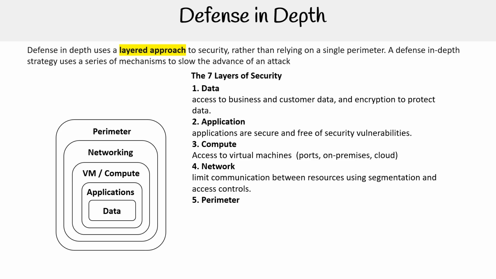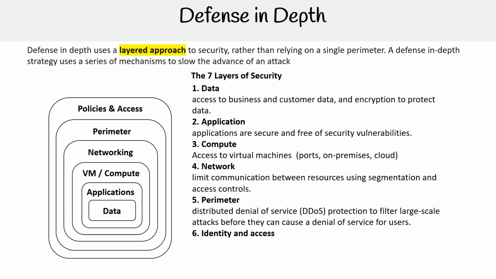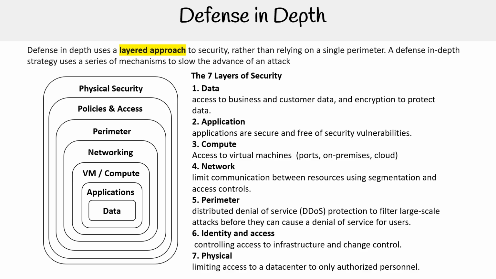Then you have perimeter, so distributed denial of service protection to filter large-scale attacks before they can cause a denial of service for users. Identity and access, so controlling access to infrastructure and change controls. And then you have physical security, so limiting access to a data center to only authorized personnel.